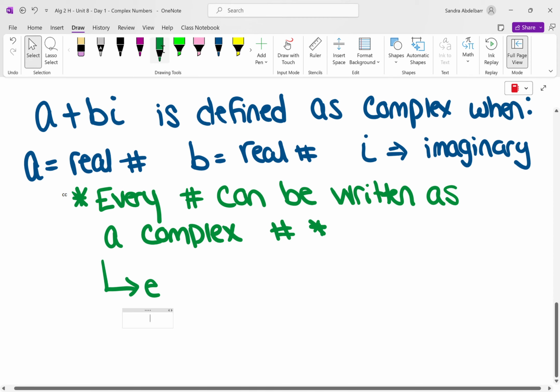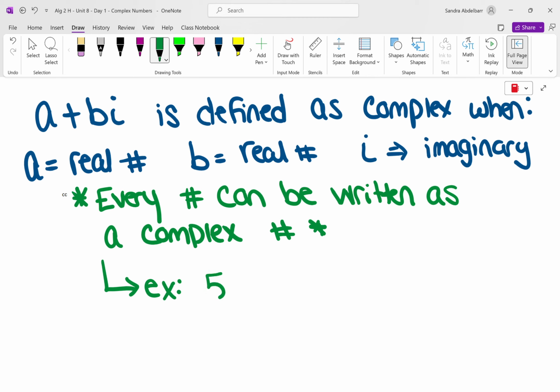An example of that, let's say I had negative 5, and I wanted to write this as a complex number. In order for it to be a complex number, we need a to be a real number. So we want a plus bi. That's the complex form, a plus bi. A needs to be a real number, b needs to be a real number, i is imaginary. So I have my a. This is going to be negative 5 plus, now I need some number times i.